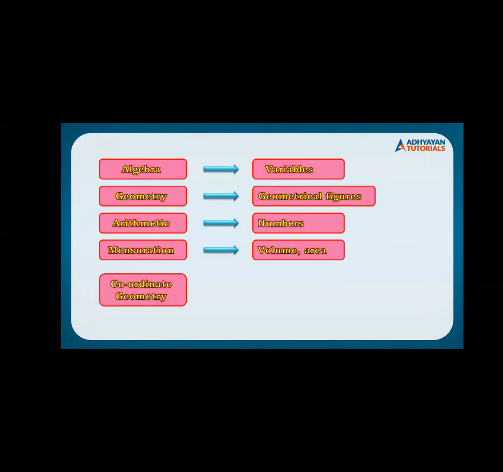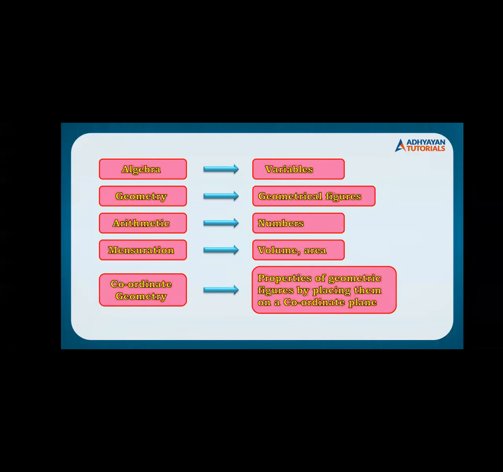Now, here, coordinate geometry, children, is nothing but the properties of geometric figures by placing them on a coordinate plane. Now, let us understand what exactly is a coordinate plane, right? In order to understand coordinate geometry, we know what a geometric figure is, right? Now how its properties are understood using a coordinate plane, that whole field we call coordinate geometry. So let us basically understand what a coordinate plane is.